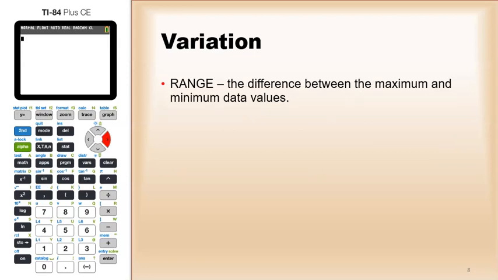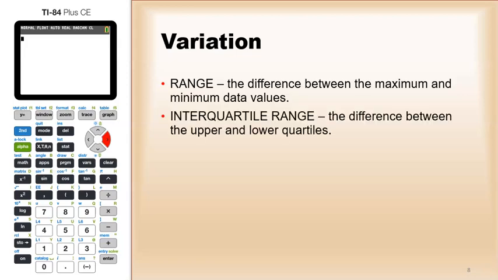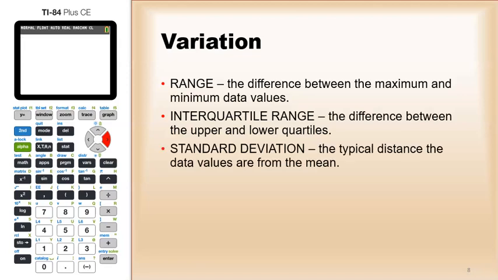Now, the range is the difference between the maximum and minimum data values. So it's the largest minus the smallest value of your data set. The interquartile range is the difference between the upper and lower quartiles. That's the 75th percentile minus the 25th percentile. And then the standard deviation is basically the typical distance the data values are from the mean. Of the three, the standard deviation is going to be the most important for us.